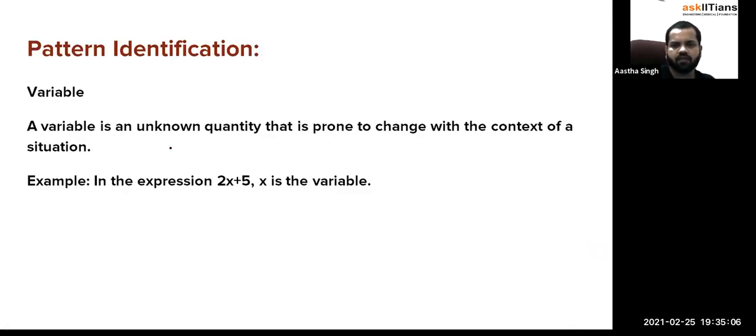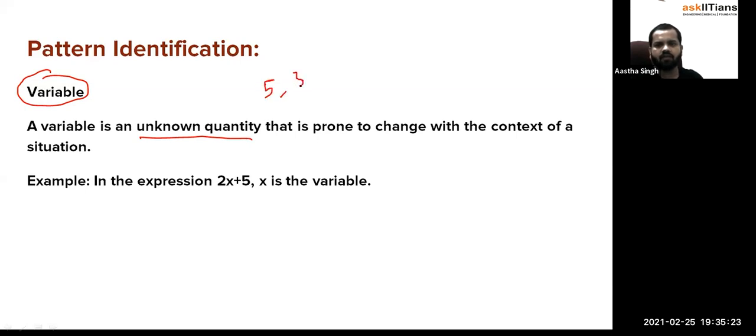Pattern identification. Okay, so now we'll discuss what a variable is, right? A variable is an unknown quantity. We do not know the quantity. What is a variable? A variable is unknown, it is not fixed. Like your fixed quantities are 5, 3. These are numbers which you know will not change. So what does not change is basically a constant, and what changes is basically known as a variable, right?